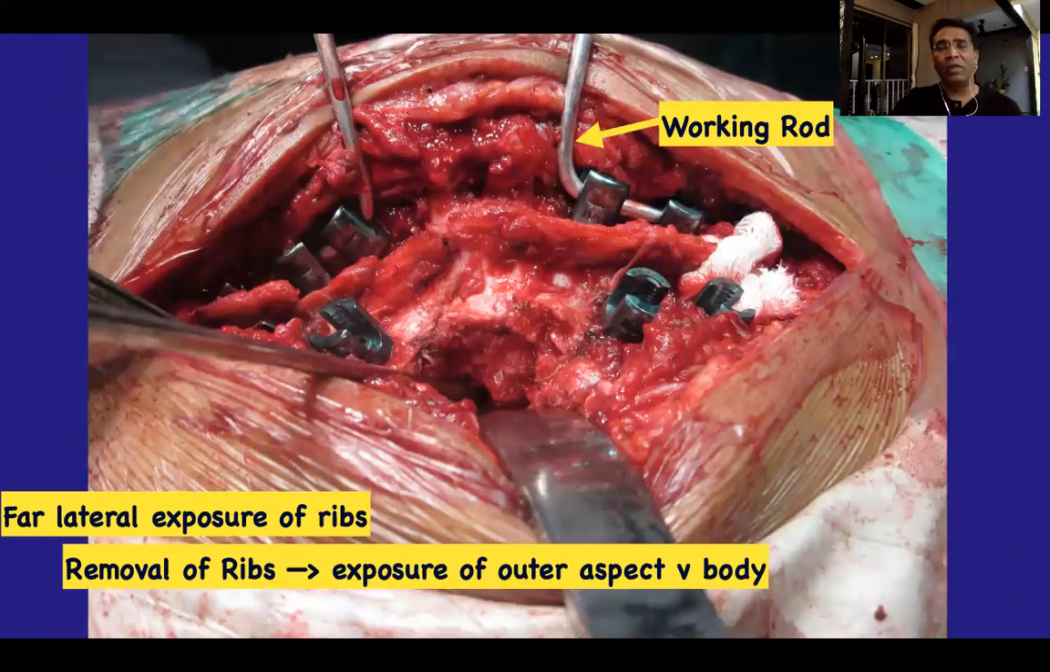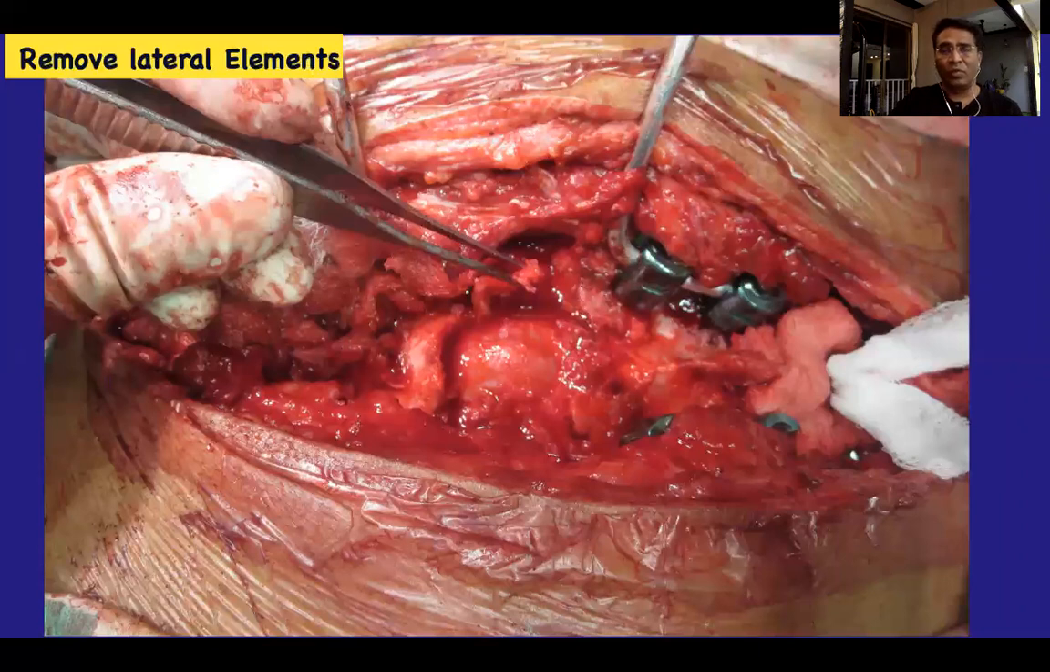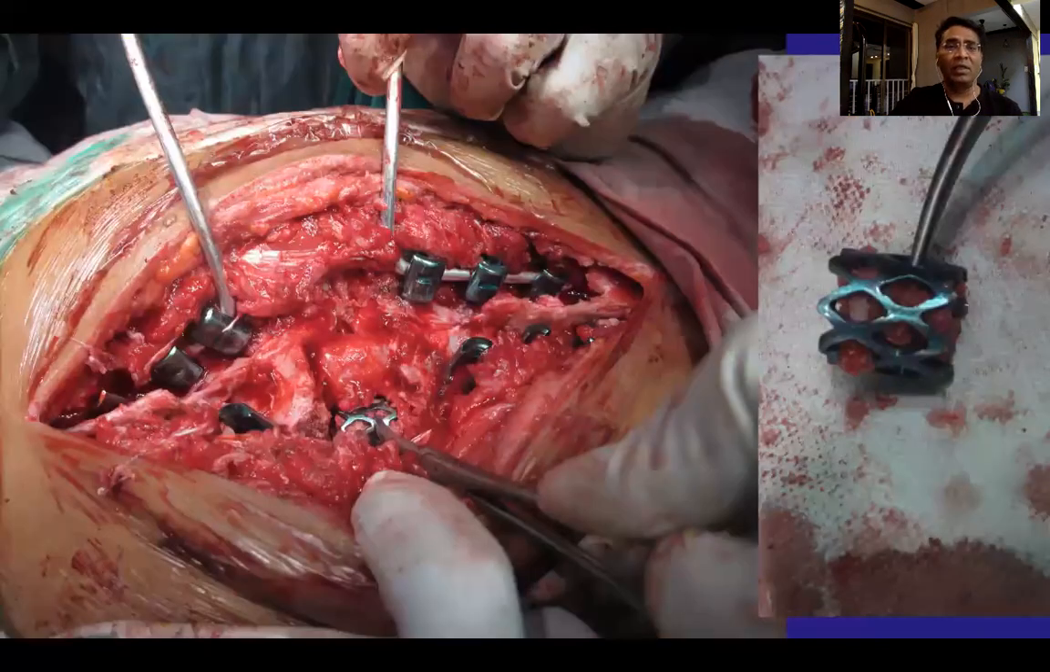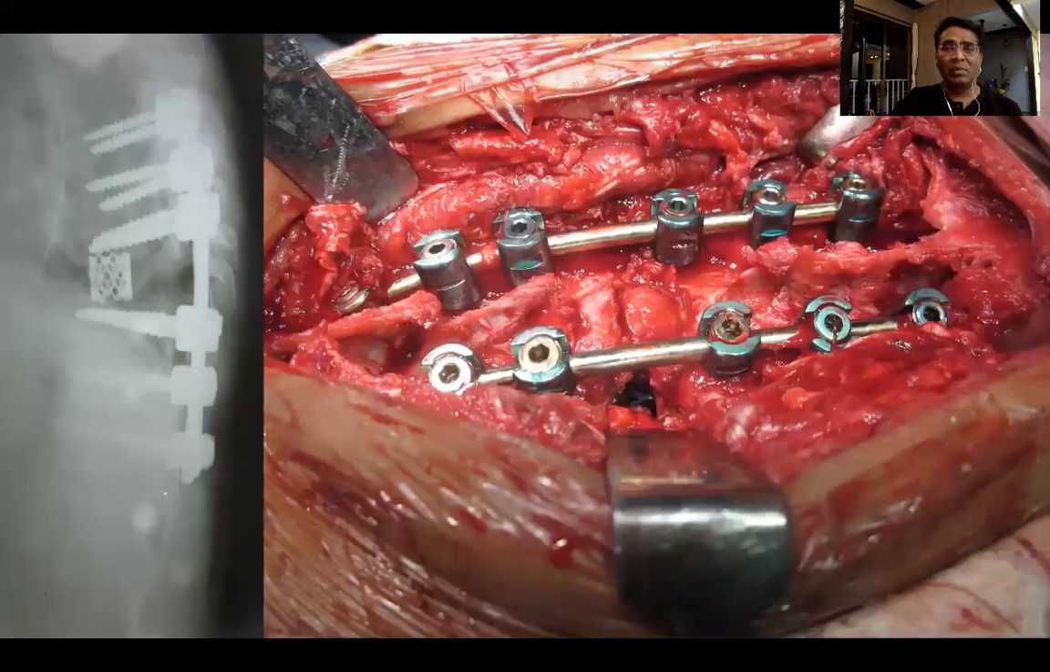So you'll have to have a little far lateral exposure, remove the ribs, and then expose the outer aspect of the vertebral body. But before you start doing it, please apply the working rod, as the thoracic spine does not tolerate any instability there. So after removal of the anterior body, remove the posterior elements, the lateral elements. The cord should be free. Both laminae, upper and lower, should be domed to allow for any cord swelling. And then an adequate size cage is placed properly.